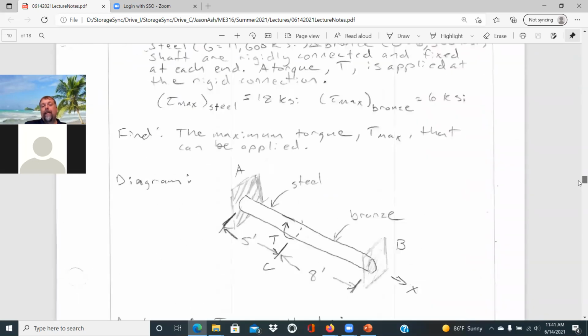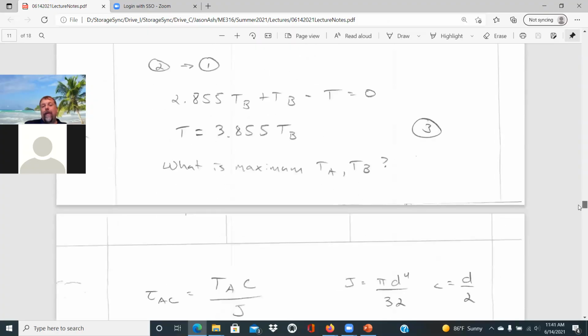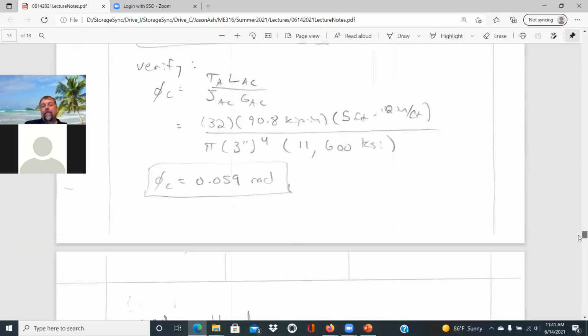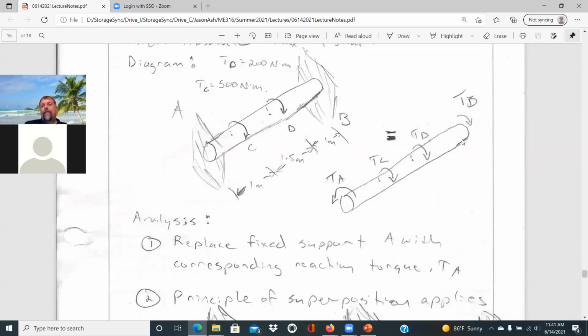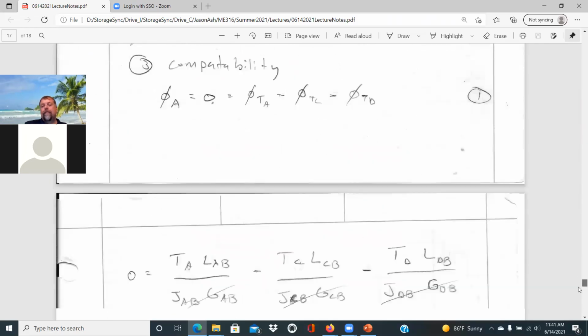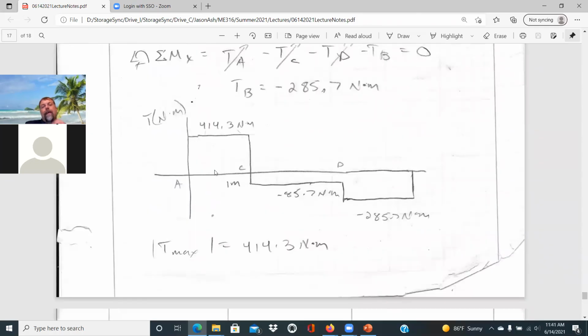Oh, I went way back. Not that far back. Right, so 500 Newton meters. So yeah, we start out at 414.3 Newton meters. We drop down 500 Newton meters to minus 85.7. We drop down another 200 Newton meters to minus 285.7, and then that reaction force brings us back.